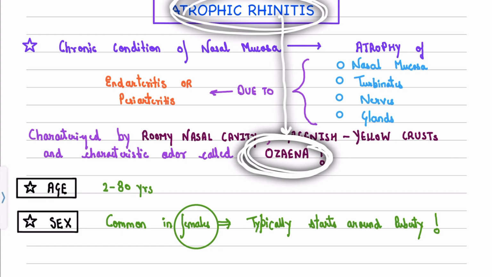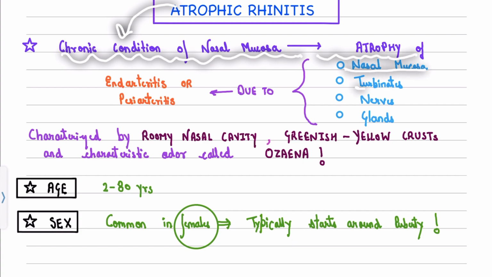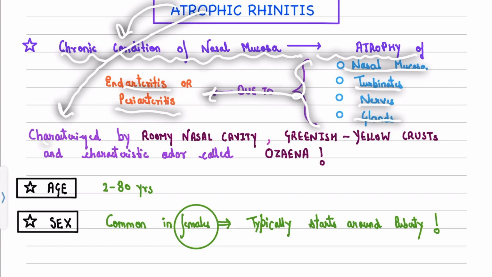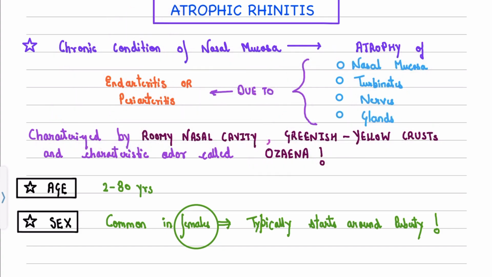Ozena and atrophic rhinitis. So let me repeat the definition once again. Atrophic rhinitis is a chronic condition of nasal mucosa in which we see atrophy of nasal mucosa, atrophy of turbinates, nerves and glands. It is all because of endarteritis or periarteritis. And atrophic rhinitis is characterized by roomy nasal cavity, greenish yellow crust and a foul smelling smell known as ozena. Alright, atrophic rhinitis also referred to as ozena.